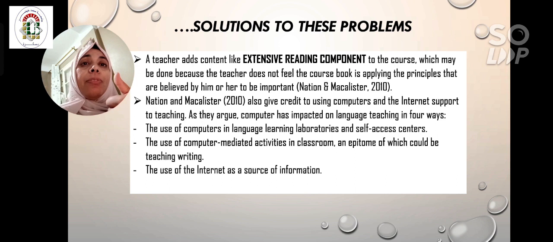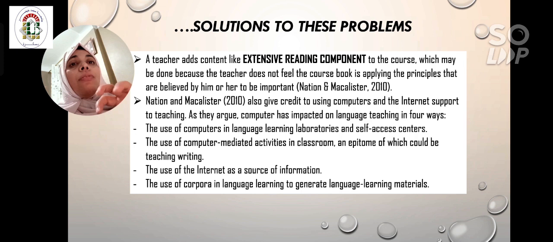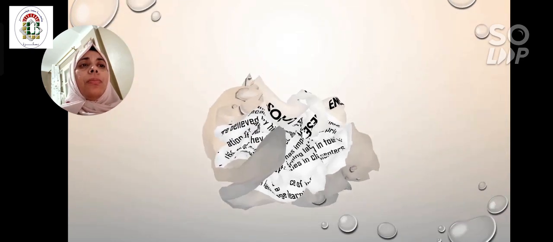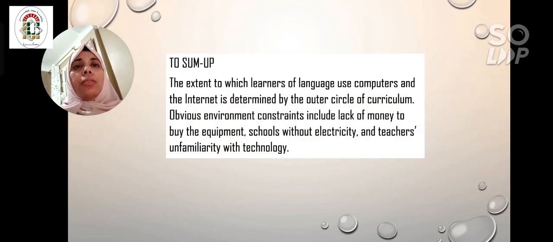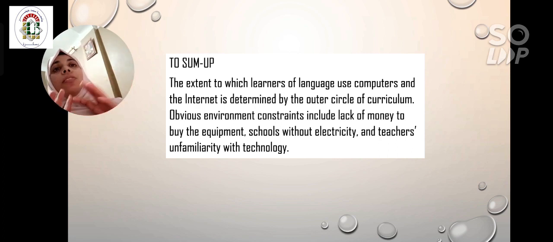It is very helpful. The use of the internet as a source of information. If we cannot get access to the print source, we can have the internet, the easiest way. The use of corpora in language learning to generate language learning materials. Here we have a collection of documents that will help us to generate language learning materials. Okay, so these were the solutions to such problems that we can face with materials such as the course book.